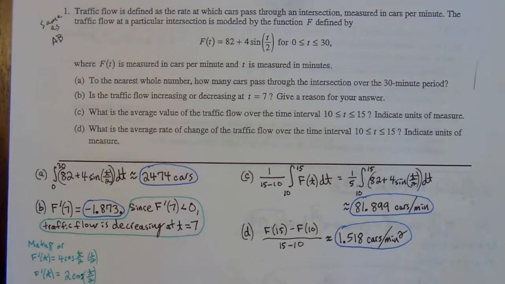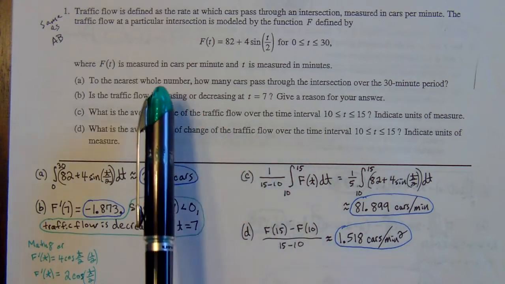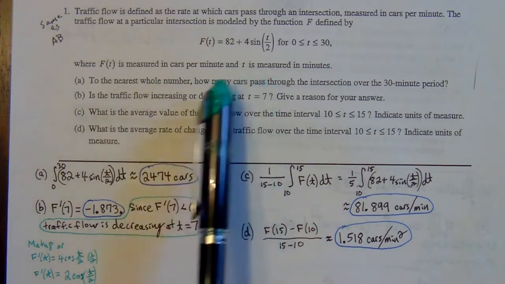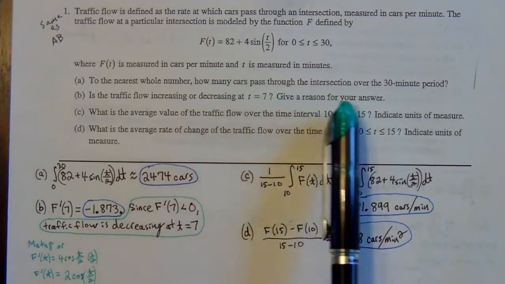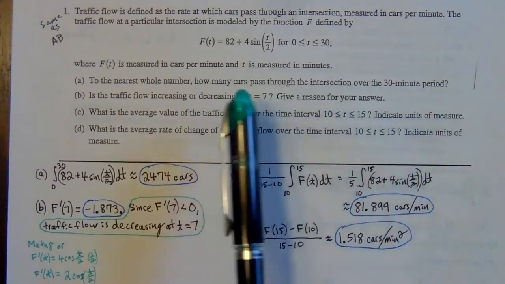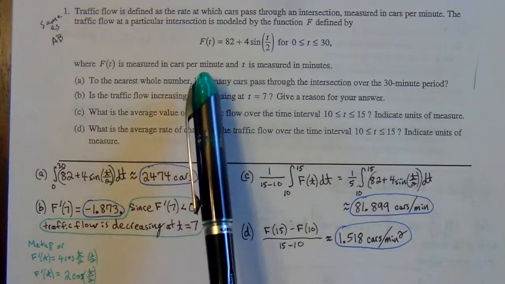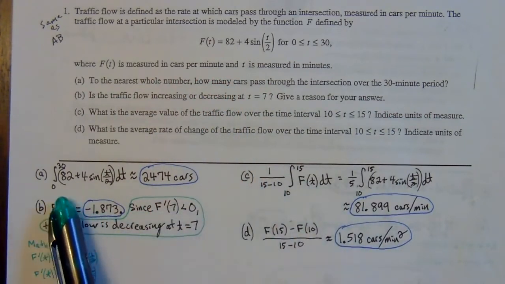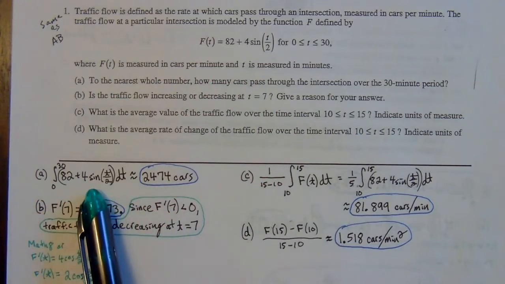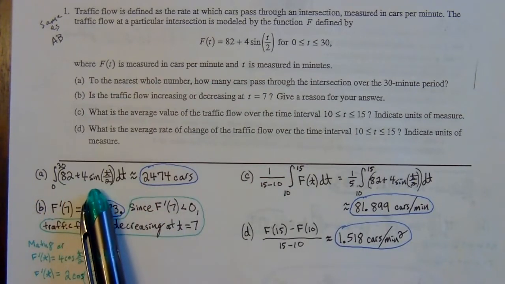This is a traffic flow equation, and that equation is measured in cars per minute. So for letter A, remember the integral is an accumulator. It says how many cars pass through that intersection over the 30-minute period. This is cars per minute. So when I integrate that, that'll give me just the cars, and it'll add up the first 30 minutes for me. So just do Math 9 with that function between 0 and 30.